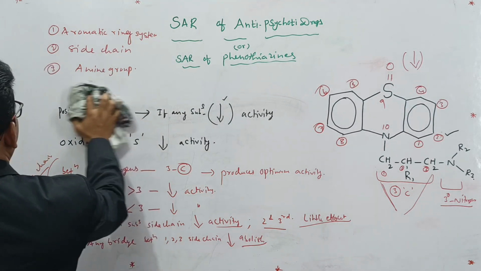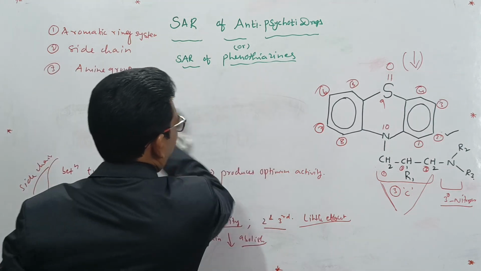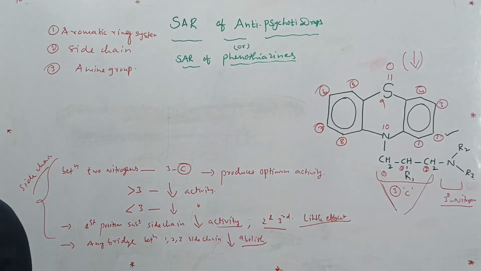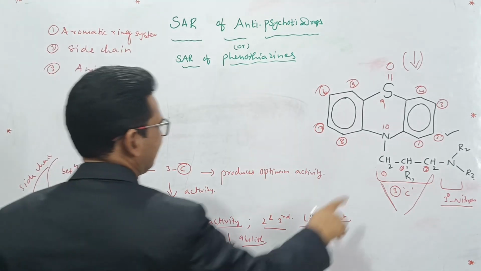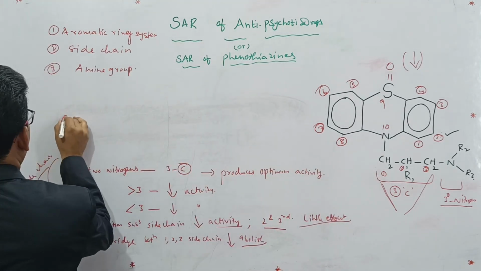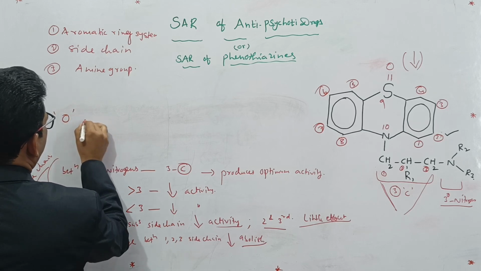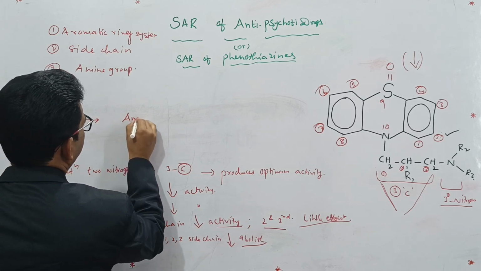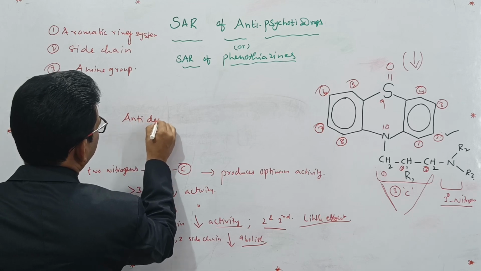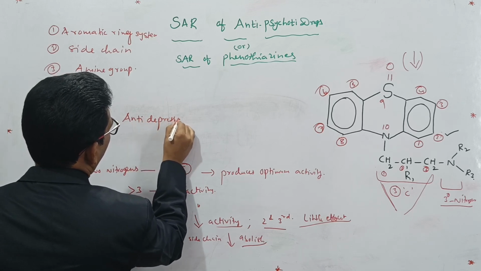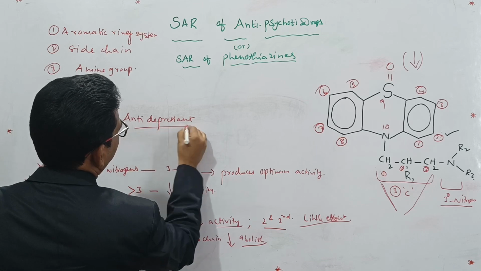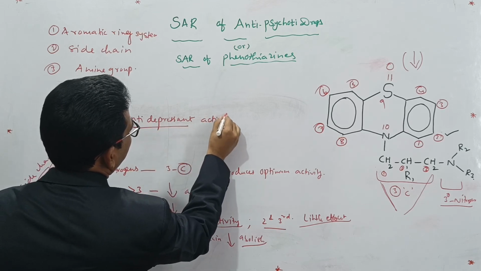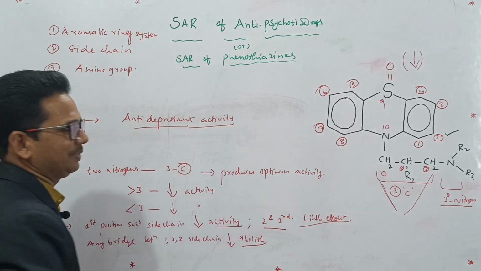With which position am I saying? First position of the side chain. At this first position of the side chain, if we introduce oxygen, what happens in this case? It produces antidepressant activity, opposite to depressant. Antidepressant activity is going to be produced.